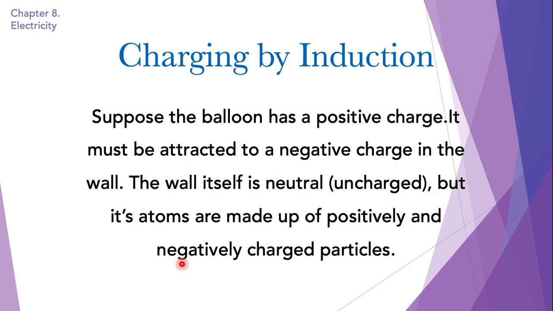Suppose the balloon has a positive charge. It must be attracted to a negative charge in the wall. So the wall itself is neutral, it is uncharged. But its atoms are made up of positively and negatively charged particles scattered throughout. So it's neutral because it has equal amounts of positive and negative charges.